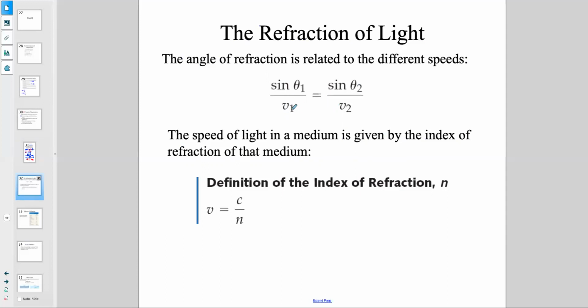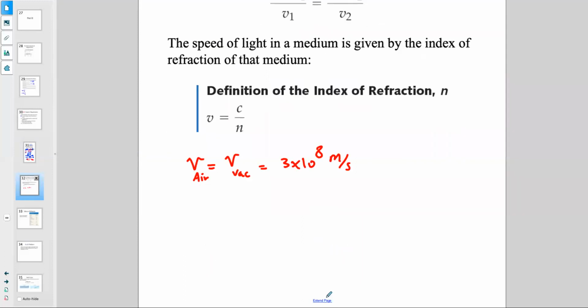And this v is the speed of light in that medium. We know that the speed of light in air, or in vacuum, is 3 times 10 to the power of 8 meters per second. Now, if it's not in the air or vacuum, then what you need to know is, which is c, by the way. This one is c, by the way.